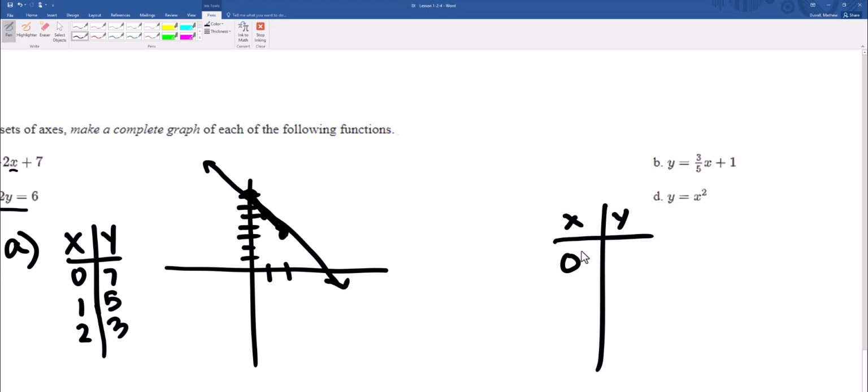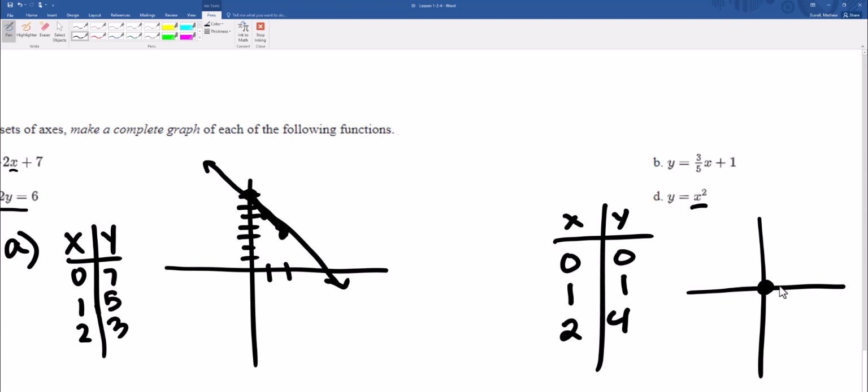if I plug in 0, I get 0. If I plug in 1, you get 1. If I plug in 2, 2 squared is 4. Okay, that's not a line anymore, right? So if I go through and plot these, we should realize, oh wait, maybe I don't have enough information because this is not a line anymore. So maybe start plugging in negative numbers. If I plug in negative 1 squared is 1. If you plug in negative 2 squared is 4. So it's actually a parabola.